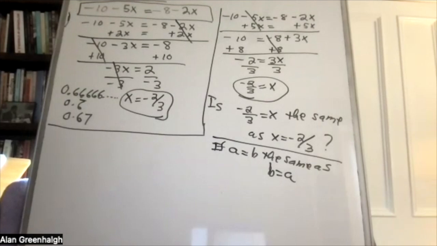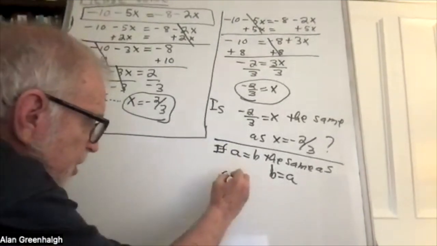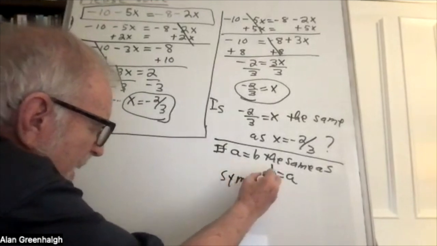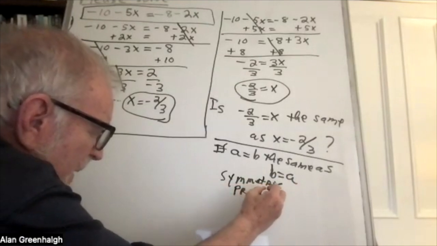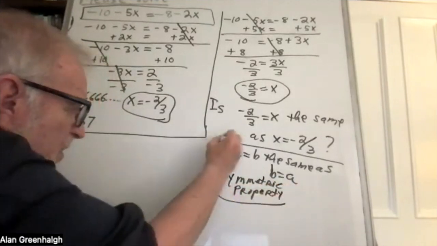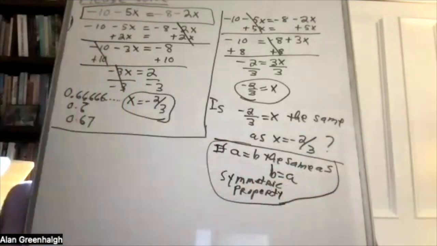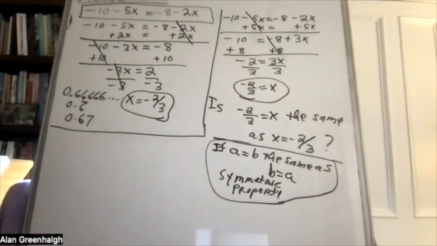Anthony? Yeah. Property of equality. No. Symmetric. Say it again. I said symmetric. Where did you learn that? I'm African. We are very advanced. Very good. This is called the symmetric property. Excellent. Good work. Very nice. Yes, that's called the symmetric property.